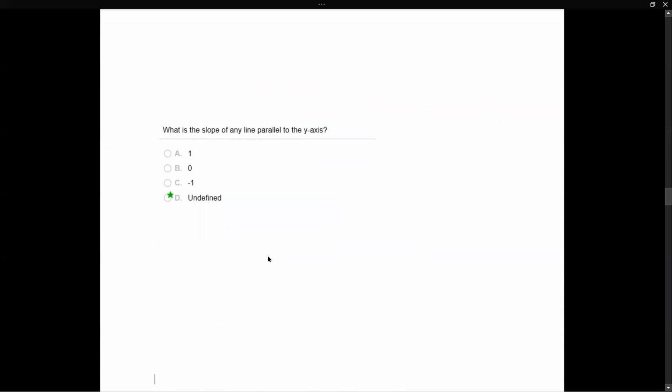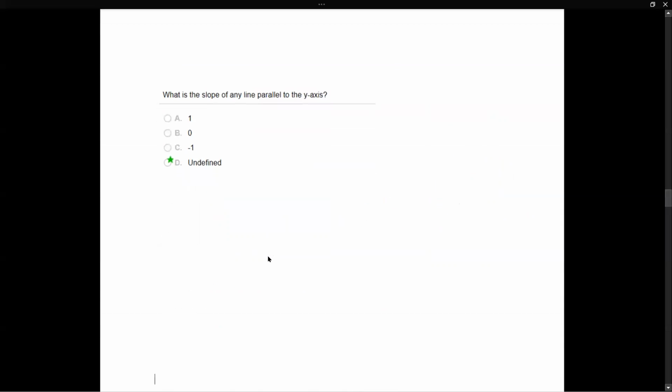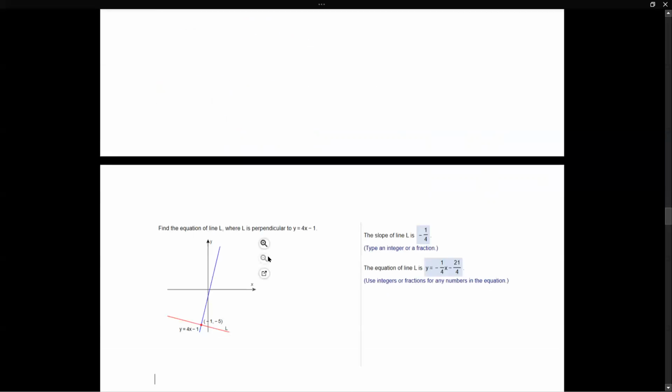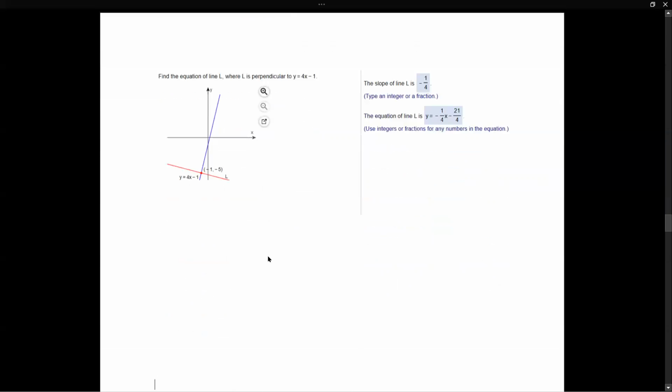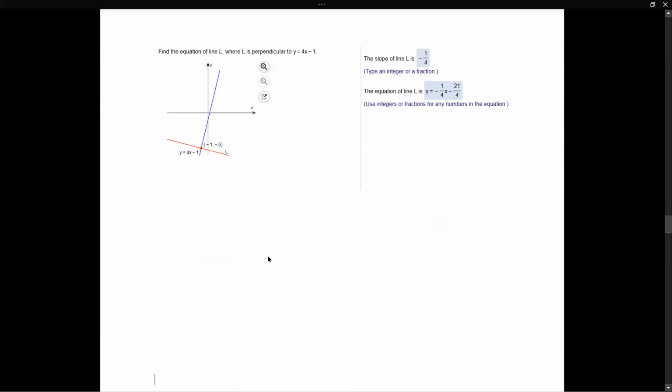What is the slope of any line parallel to the y-axis? As we saw, if it's parallel to the y-axis, then it is vertical. If it is a vertical line, then its slope is undefined. All right. And this should be the last question when it has to do with these. And now this is the one that has some difficulty to it.